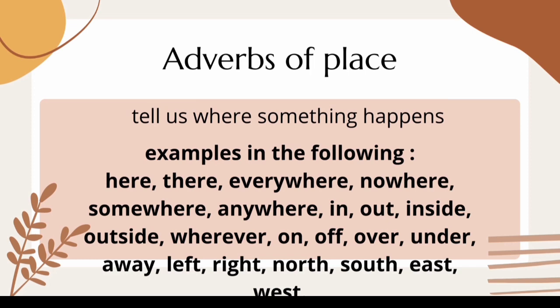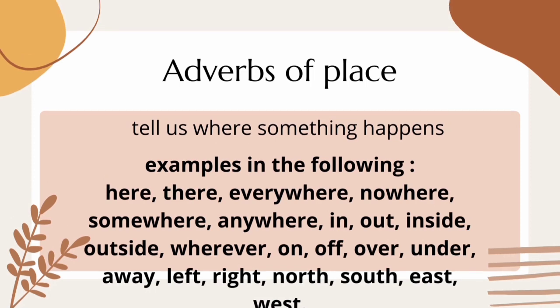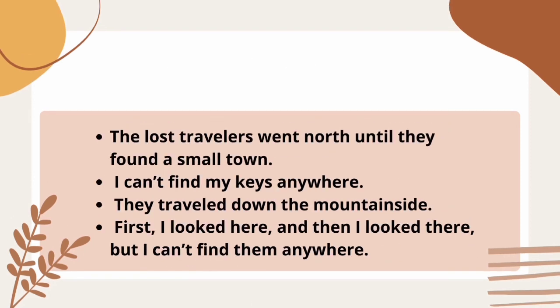So, we have an example in directions. The lost travelers went north until they found a small town. Another, I can't find my keys anywhere. Notice that here and there are often used at the beginning of sentences to express emphasis or in exclamation. Here comes the sun. There is love in the air. Here you are. Another example of directions: first I look here and then I look there, but I can't find them anywhere.